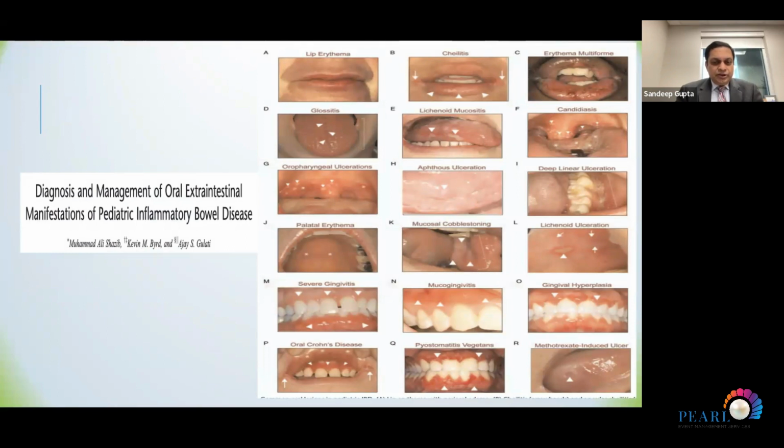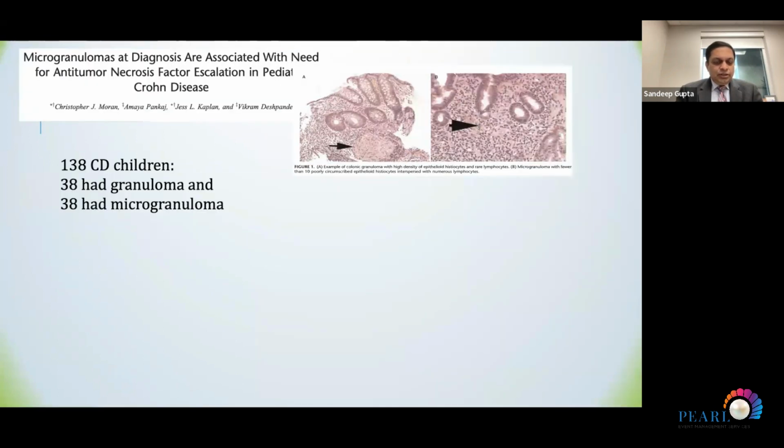It shows the various oral and extraintestinal manifestations of pediatric IBD, all the way from lip erythema on the top part, all the way down to methotrexate-induced ulcers on the bottom right. So nice photographs and a nice tool to educate others. Showing the breadth and depth of JPGN. This is not really a clinical paper, but actually a histopathology and clinical paper.